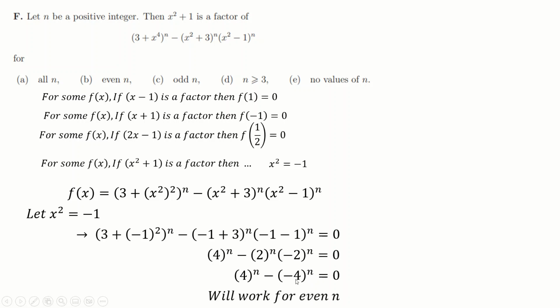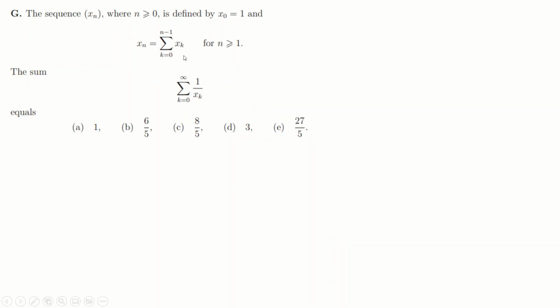If it's odd, it doesn't work, because if it's odd, minus 4 to the n is minus some big number, and then you're minus minus and you add together, so that doesn't work. So n is even will make it work, but n is odd won't. Good. Now this is an interesting question for a couple of reasons.